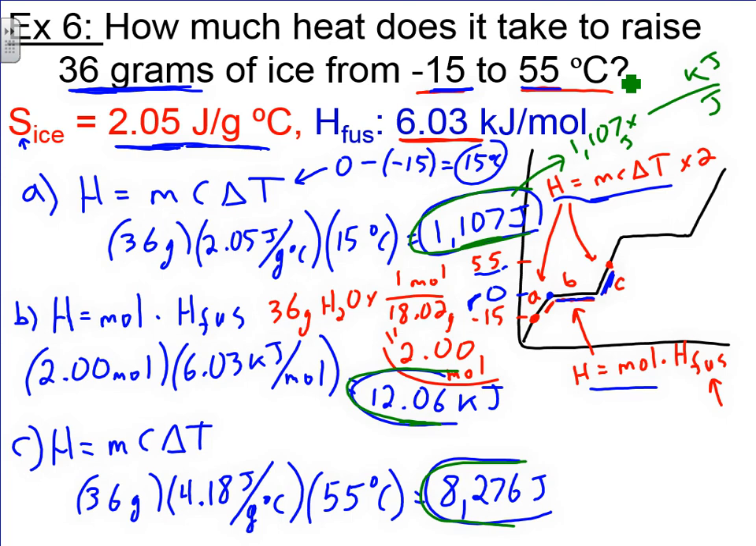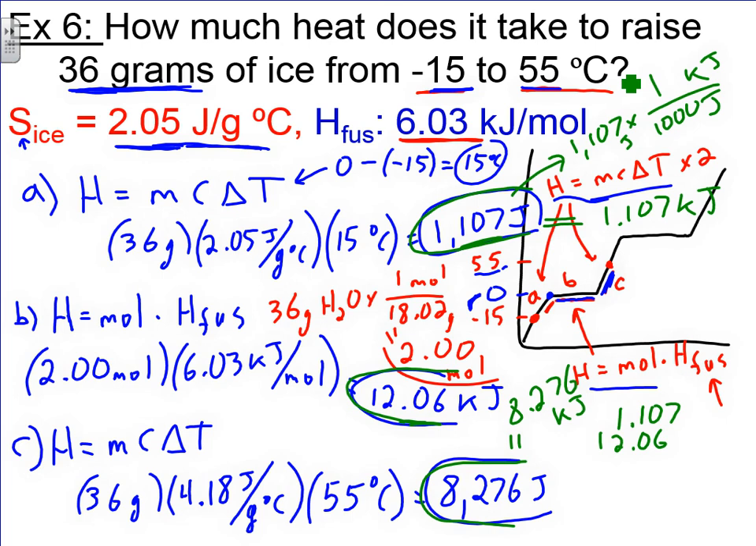So essentially what we've got here is 1.107 kilojoules. And this here is 8.276 kilojoules. So really what we're doing is we're adding 1.107 kilojoules plus 12.06 kilojoules plus 8.276 kilojoules. We're simply adding them up. It looks like 7 and 6 is 13, 7 and 7 is 14, 2 and 2 is 4, and then 3 and 8 is 11, so 21.443.